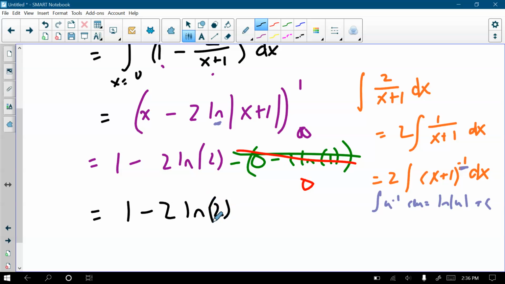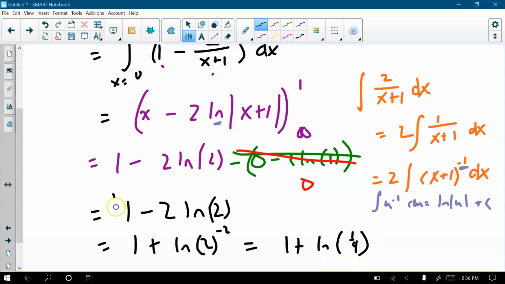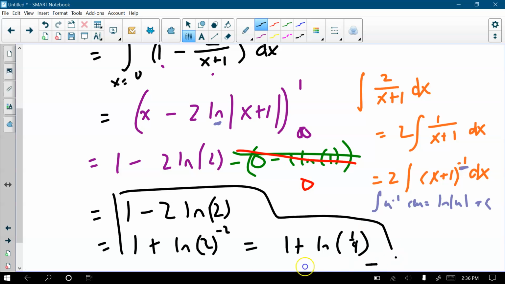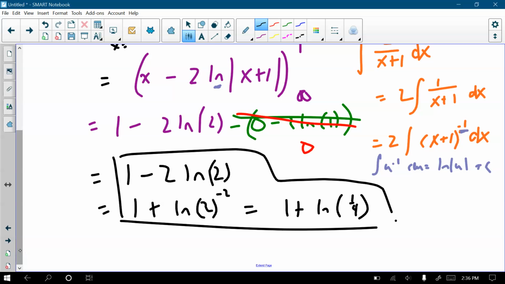Another possible answer is equal to 1 plus ln of 2 to the negative 2. Another possible answer could be 1 plus ln of 1/4. Any of those answers would be fine. The reason I wrote them down is please make sure you are paying attention to your properties, because that would be a multiple choice. Any of those could have been a multiple choice option.